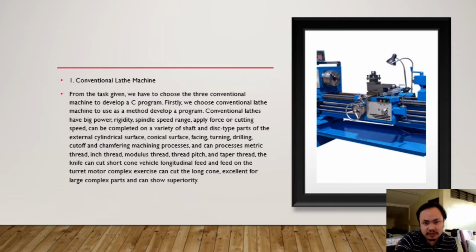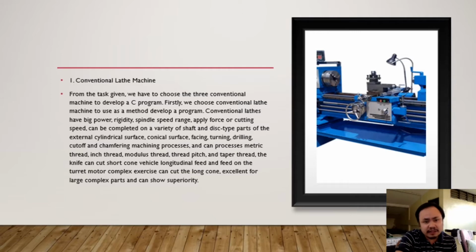Firstly, we chose the conventional lathe machine as a method to develop a program. Conventional lathe has big power, rigidity, spindle speed range, and can apply high cutting force or speed. It can be completed in a variety of shaft and these types of parts: the external cylindrical surface, conical surface, facing, turning, milling, drilling, cut off, and many more.